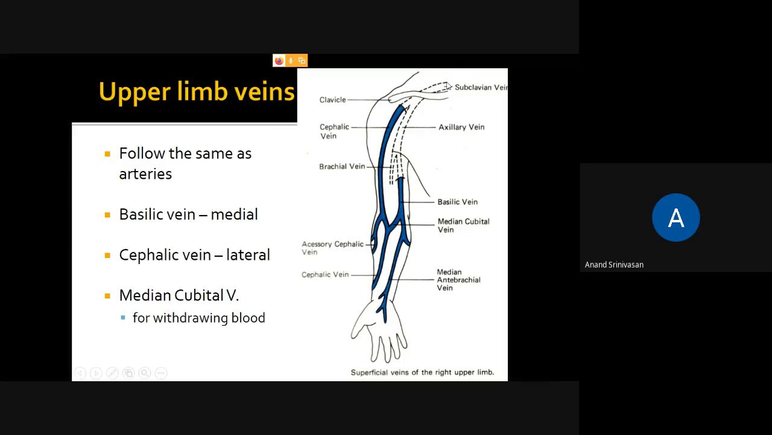Apart from it, there are superficial veins. One on the medial side is called the basilic vein, and one on the lateral side is called the cephalic vein. These two veins are joined together by the median cubital vein, which is the common site for withdrawing blood.